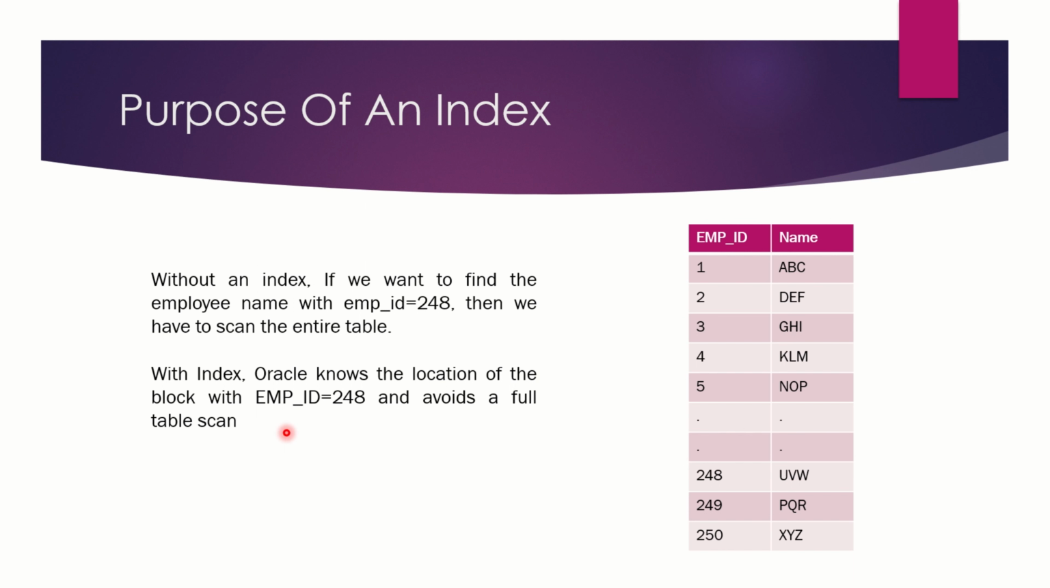This is obviously going to take a lot of time and CPU resources, as the entire table rows have to be scanned. Now suppose we have an index created on the employee ID column of the employees table, and since now Oracle knows where exactly employee ID 248 is located, it will directly go to that block, fetch the row and come out, thus avoiding a full table scan. Hence, the sole purpose of the index is to avoid a full table scan and to scan only the desired row.